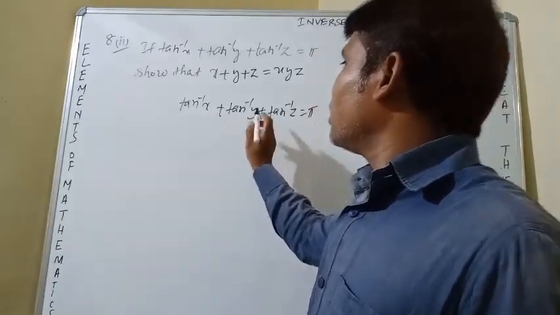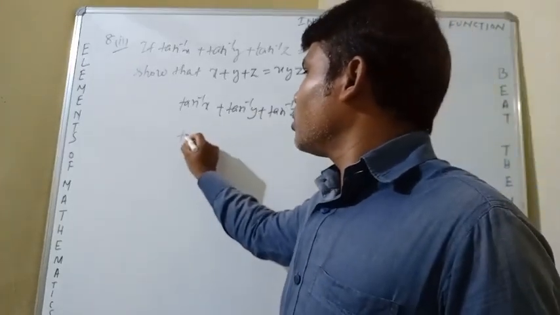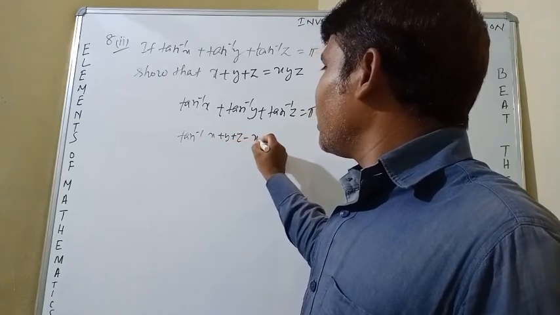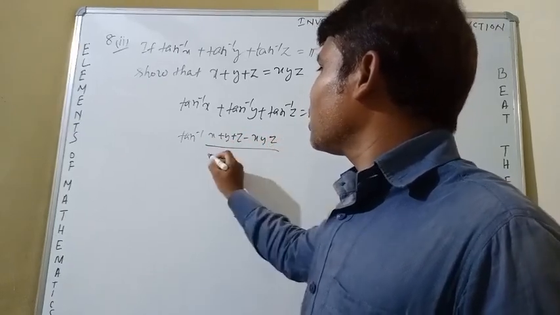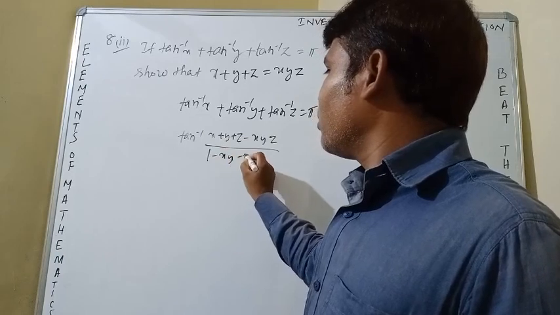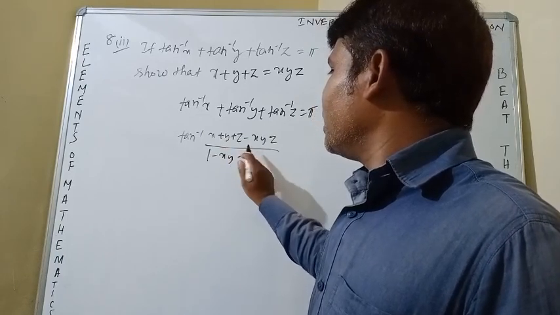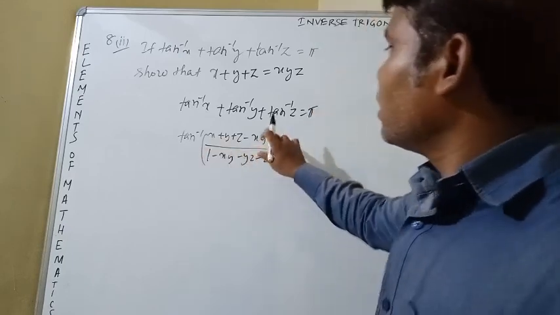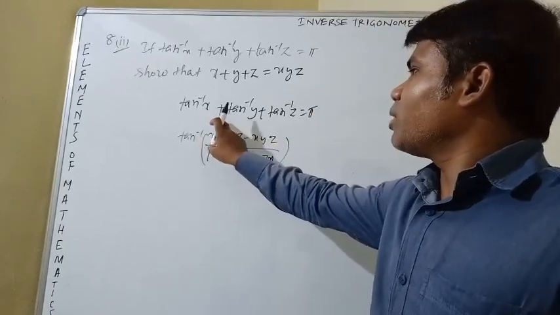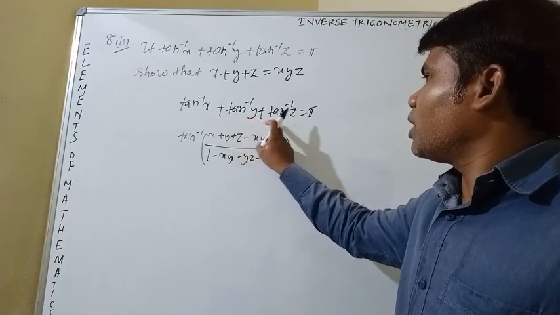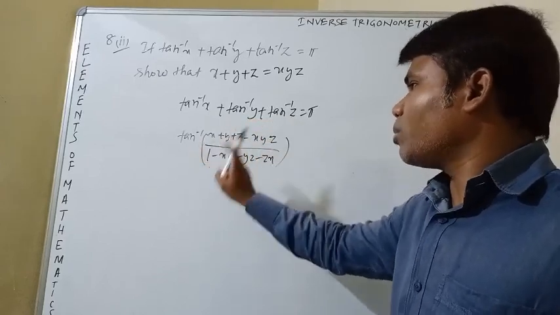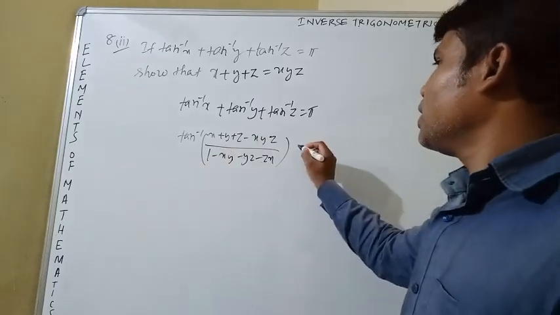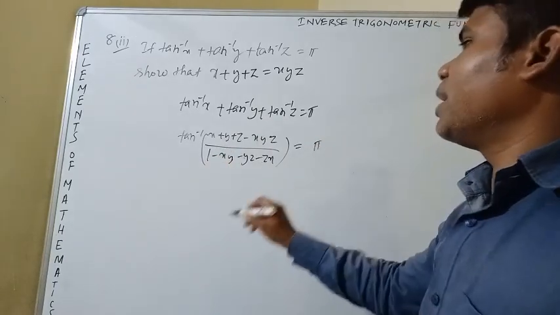Tan inverse x plus tan inverse y plus tan inverse z is equal to tan inverse of (x plus y plus z minus xyz) by (1 minus xy minus yz minus zx). This is the formula. So by the formula, tan inverse of (x plus y plus z minus xyz) by (1 minus xy minus yz minus zx) is equal to pi.